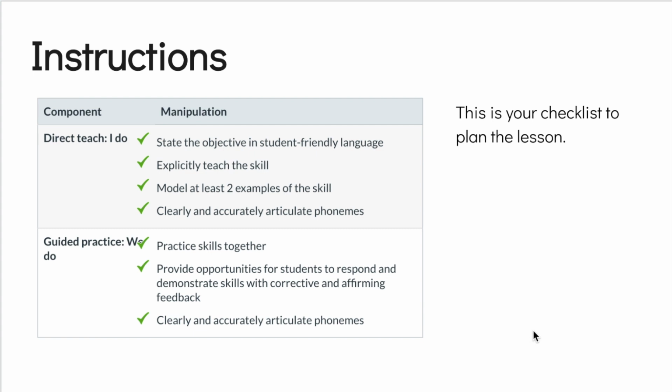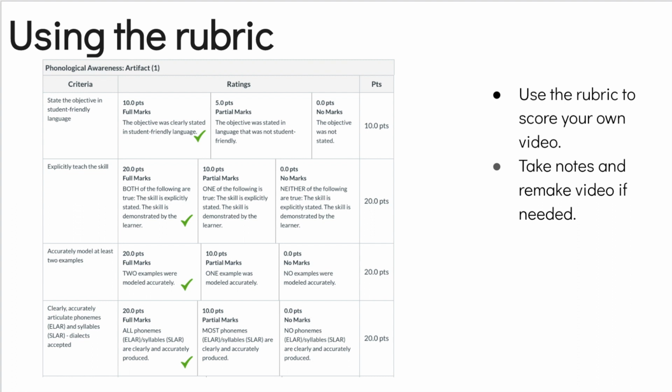In this part, you have to practice the skill together, provide opportunities for students to respond and demonstrate skills with corrective and affirming feedback, and clearly and accurately articulate phonemes. Please be mindful that this is a simulated lesson and that you will be teaching imaginary students. Once you have finished recording your lesson, I strongly suggest you use the rubric to score your own video.